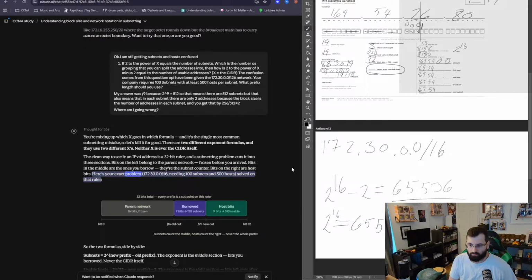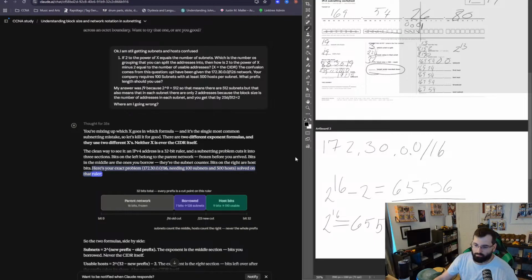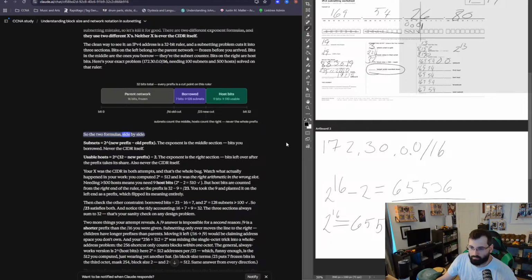Here's your exact problem: 172.3/16, needing 100 subnets and 500 hosts, solved on that ruler. So the 2 formulas, side by side. Subnets equal 2 to the power of the new prefix minus the old prefix. What? This is the first time it's ever told me this.